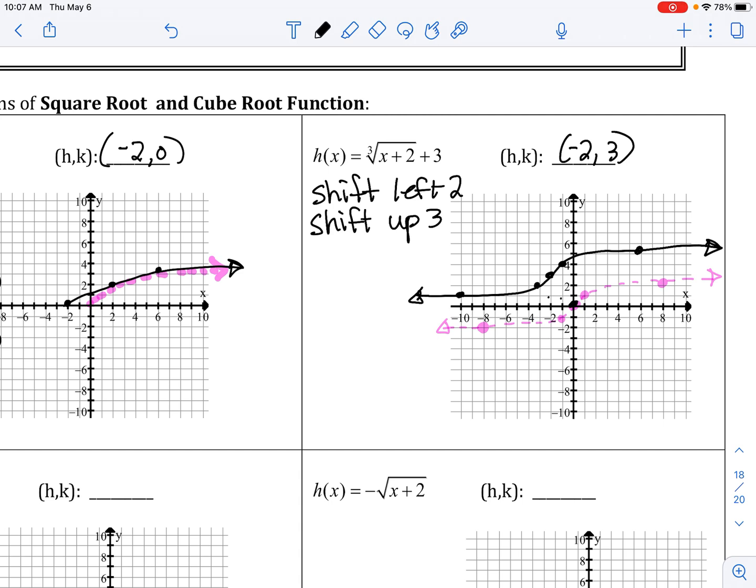Domain, we didn't talk about the domain or range for the cube root. Negative infinity, positive infinity, negative infinity, positive infinity. We don't have any restrictions on the domain. We can take the square root of positives, or excuse me, the cube root of positives, negatives, and 0.